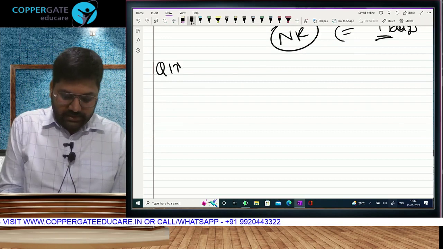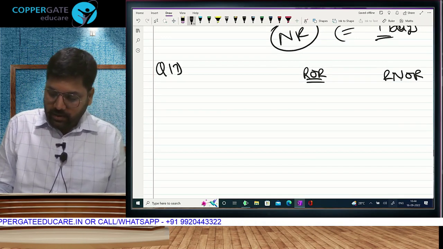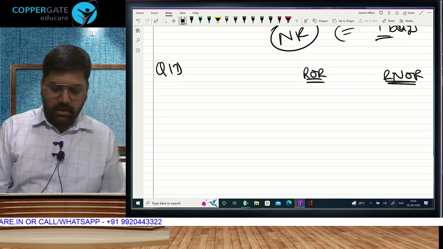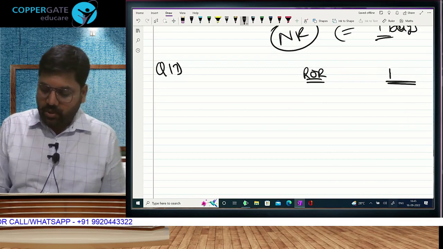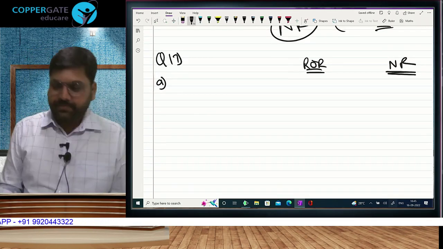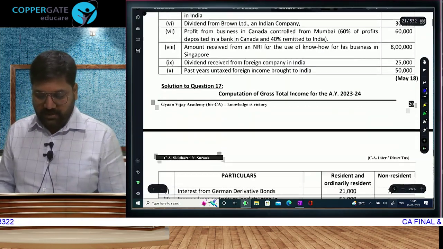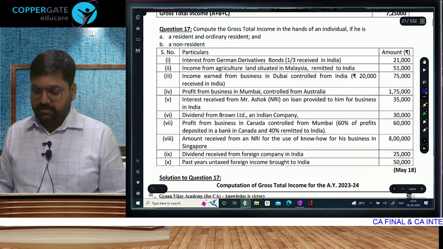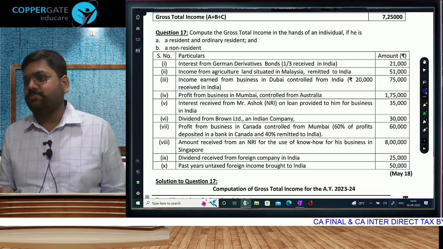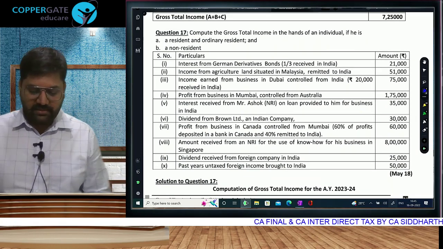In question number 17, we have to decide for two columns, ROR and NR. Look, I am not solving this for presentation purposes, so I will write only the amounts, not the full particulars. In the exam you have to write them. In the suggested answer we have explained everything with particulars. In that question we had space in the textbook itself, but here we need to write our amounts correctly. Let's see.